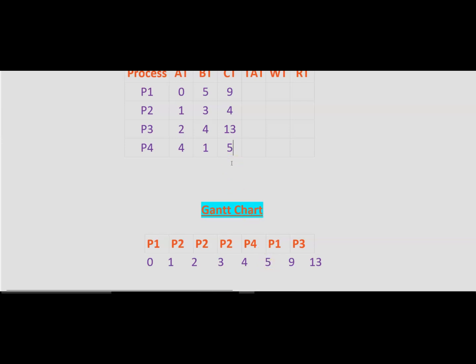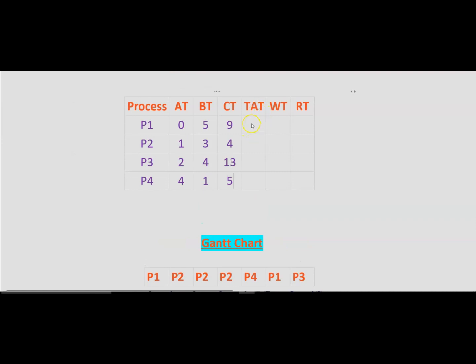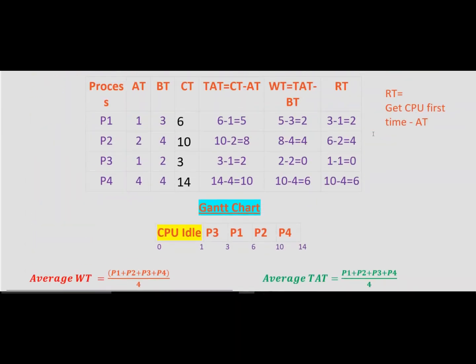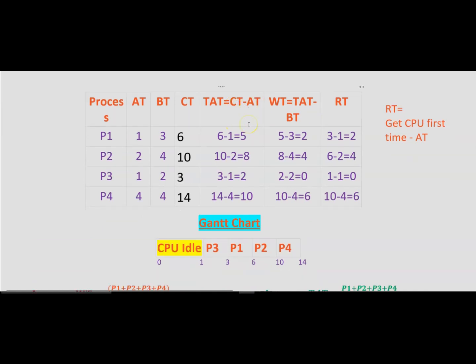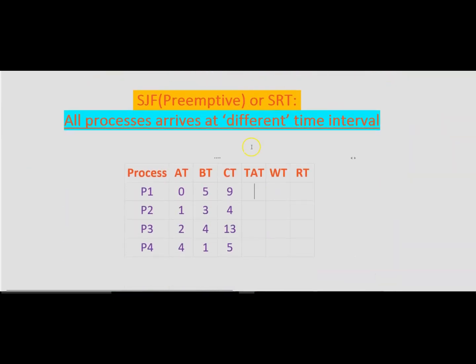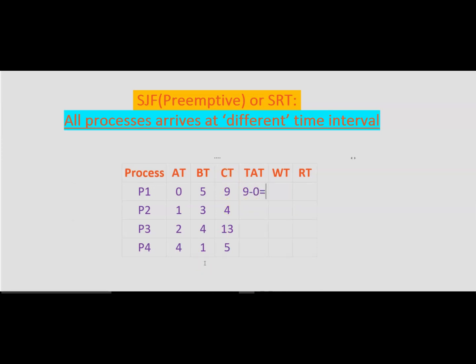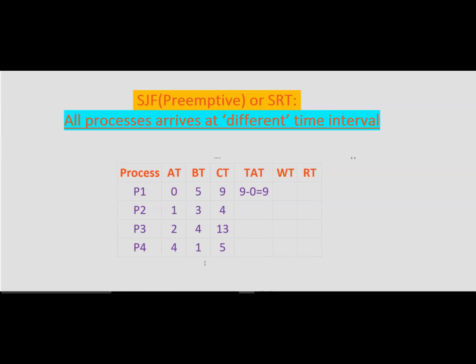Next we are going to calculate the turnaround time. The formula is the same. How are we going to calculate the turnaround time? Let me recall that formula. The formula is completion time minus arrival time. Yes, very good. So let's start the calculation. What is the completion time of P1? That is 9 minus the arrival time. The arrival is 0. So 9 minus 0 is equal to 9.